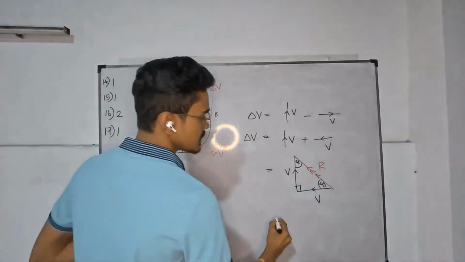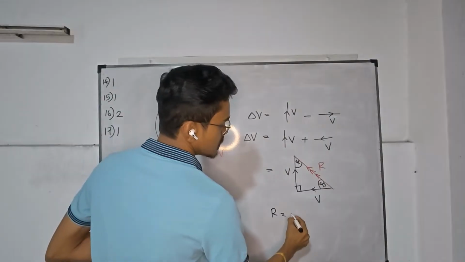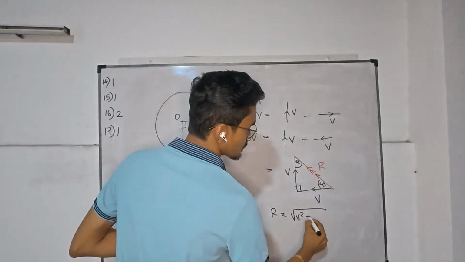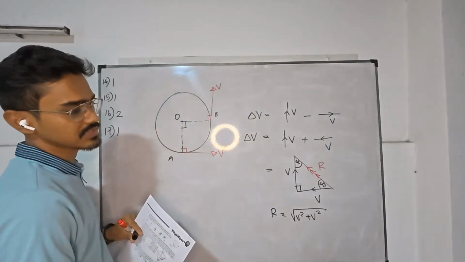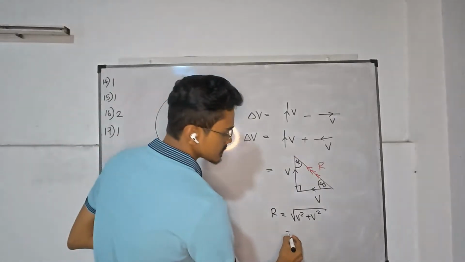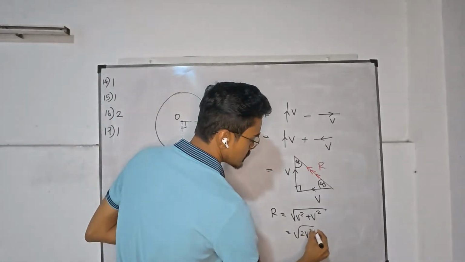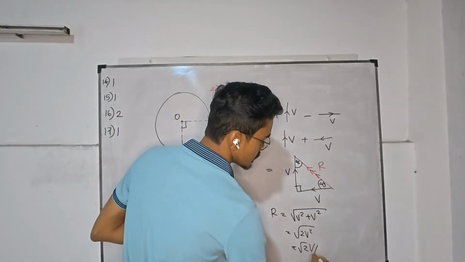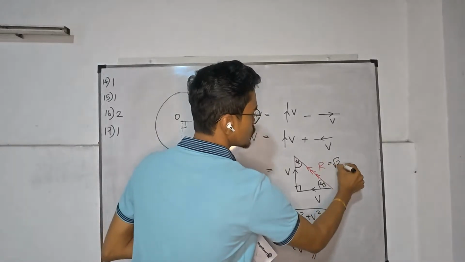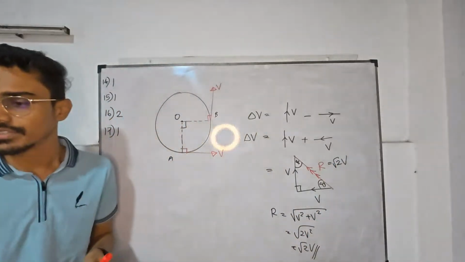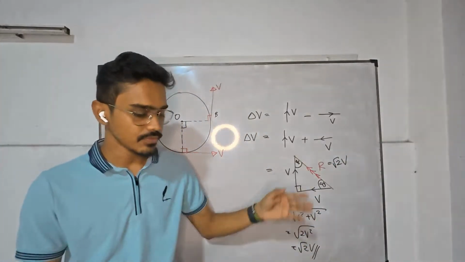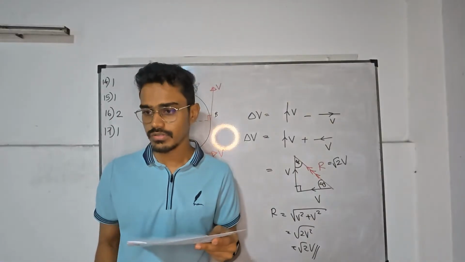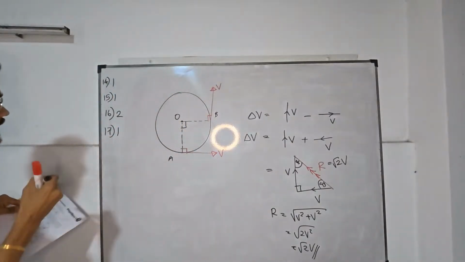See, I'll prove it here. R can be written as the square root of v squared plus v squared, no? That is the square root of 2v squared, that is root 2 v. So R equals root 2 v, and the direction is this 45 degree angle. The answer is 4. So question 18, answer 4.